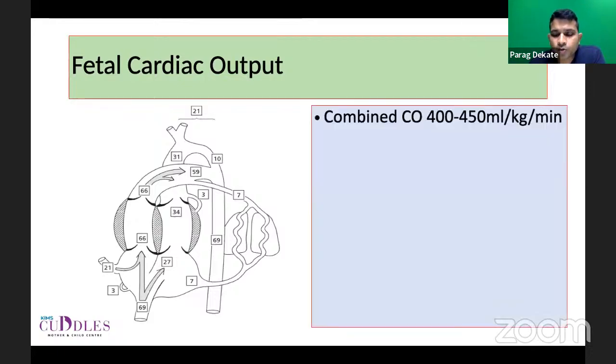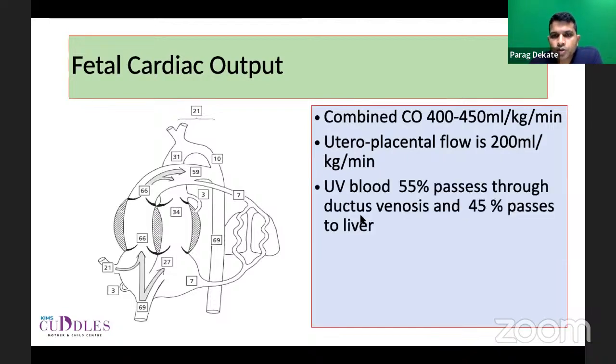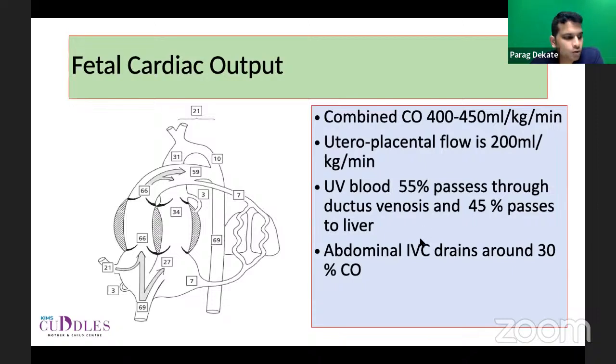Now about fetal cardiac output. The combined cardiac output is around 400 to 450 ml per kilo per minute. Out of that, uteroplacental flow is 200 ml. That means approximately 200 ml of blood probably does not go into the placental circulation and does not get oxygenated. So umbilical vein blood, 55% passes through the ductus venosus and 45% passes to the liver. Abdominal IVC drains around 30% of the cardiac output. That means 70% is coming approximately from the uteroplacental circulation, and the rest is probably from the native circulation, which is coming through the inferior vena cava.